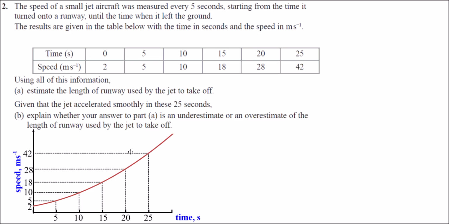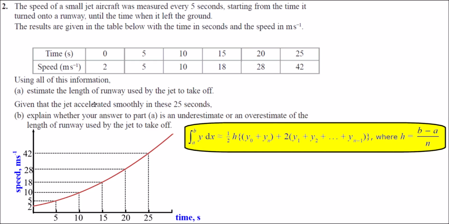This is a slightly, not awkward question, but it needs more thinking. This is essentially going to be an application of the trapezium rule. Because if we took the area underneath the graph of a speed time graph, that tells us the distance travelled, and that's going to relate to the length of a runway. So to find the length of a runway, what we need to do is use the trapezium rule, and it is in the formula book.